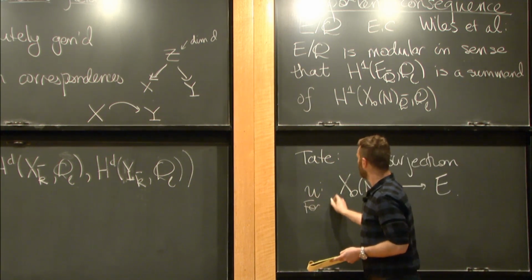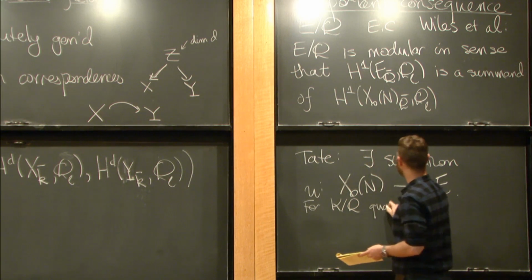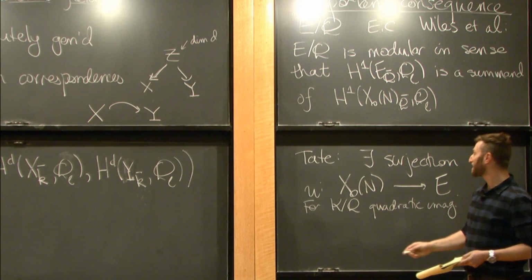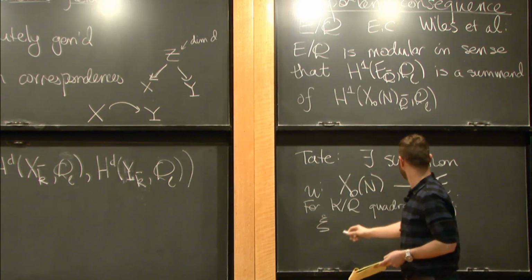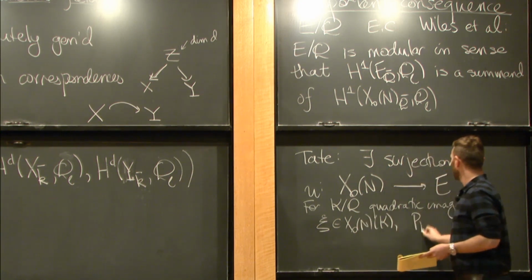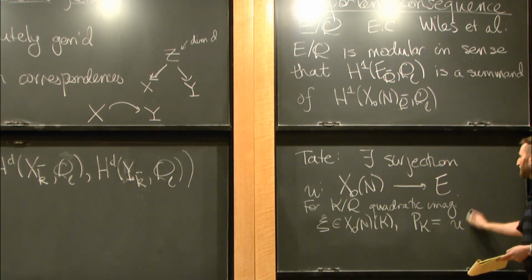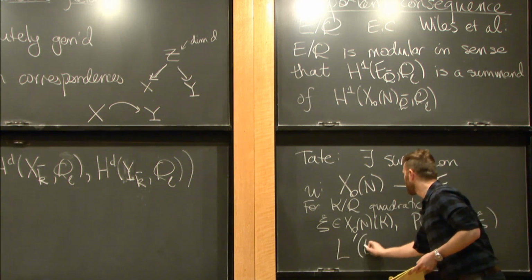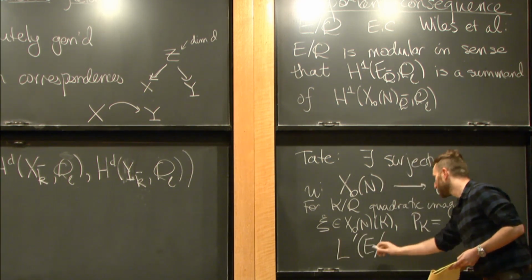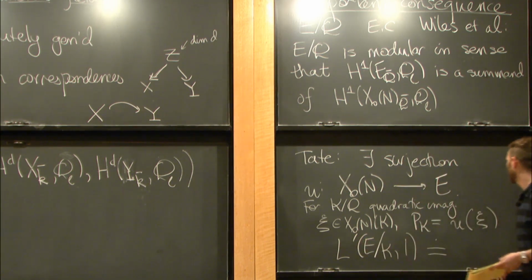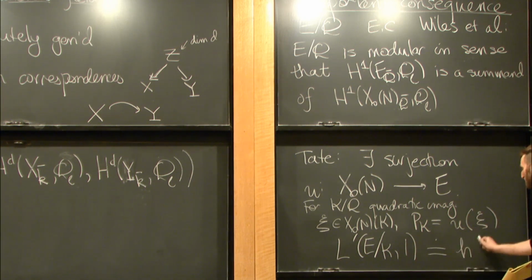a consequence is that we have certain special points on this. So for K over Q quadratic imaginary, we have certain Heegner points. I might call them x_i inside of X_0(N) of K. And I can let P_K be the image of such a thing. Now I have special points on E. And the famous theorem of Gross-Zagier says that the derivative of the L-function of E over K at 1 is related, up to some non-zero constant, to the height of this point, P_K.